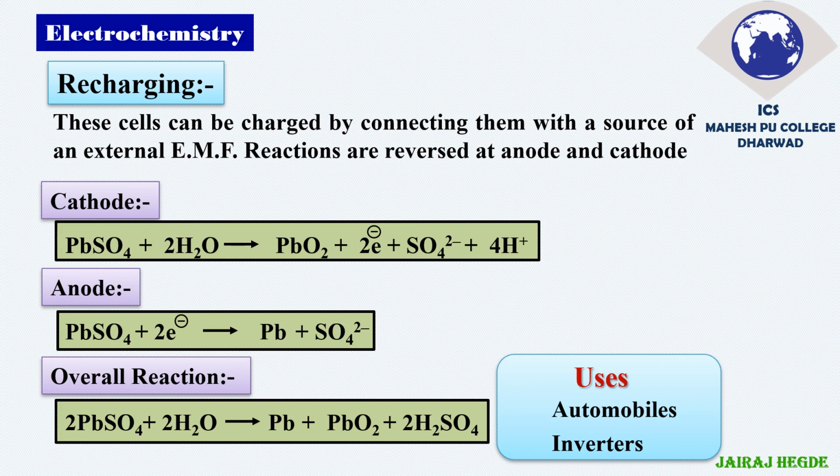Then where exactly do we use these kinds of cells? These lead storage cells are present in our car battery and bike battery. Somewhere we have seen that when distilled water is low, we have to add distilled water. It is not actually distilled water; it is dilute sulfuric acid which acts as the electrolyte.